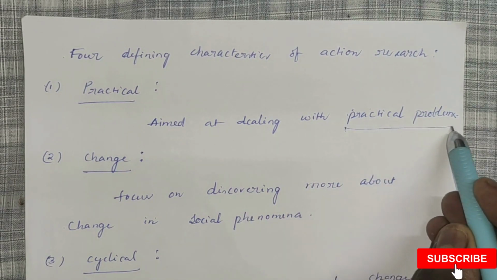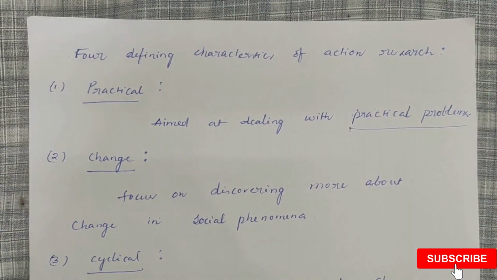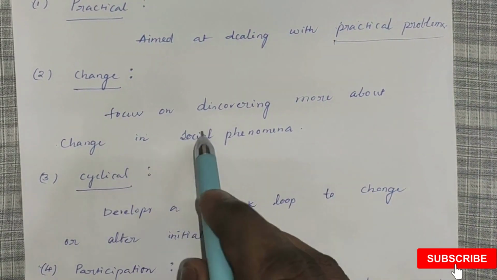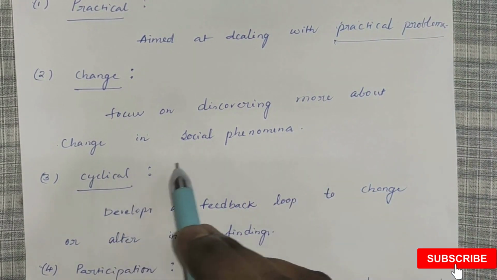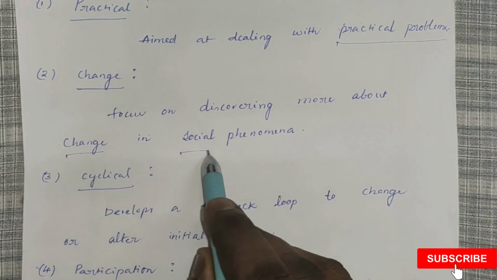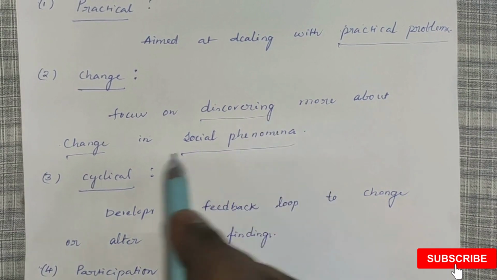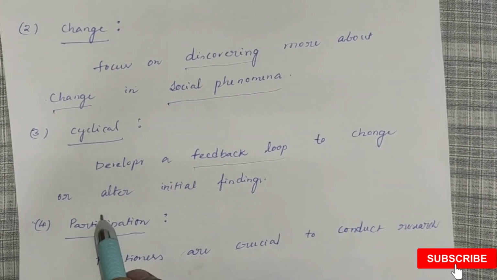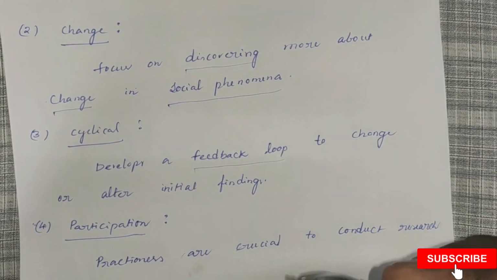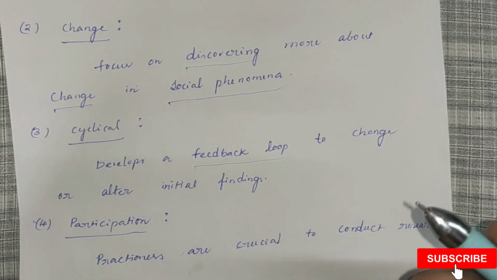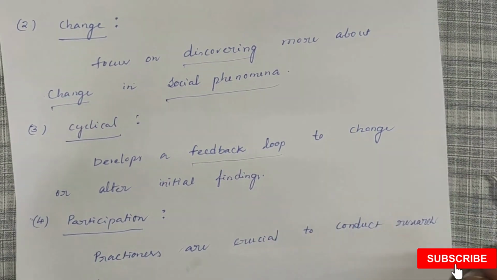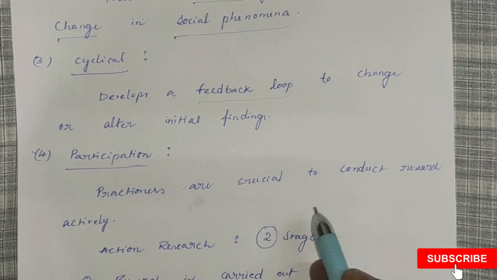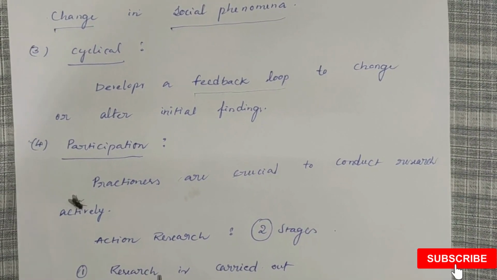They mostly choose the practical problems available in our present society. Second one is change. Focus on discovering more about change in social phenomena. And cyclical. Develops a feedback loop to change or alter initial findings. If they have initial conclusions, they develop a feedback loop to change or alter those. Participation. Practitioners are crucial to conduct research actively.